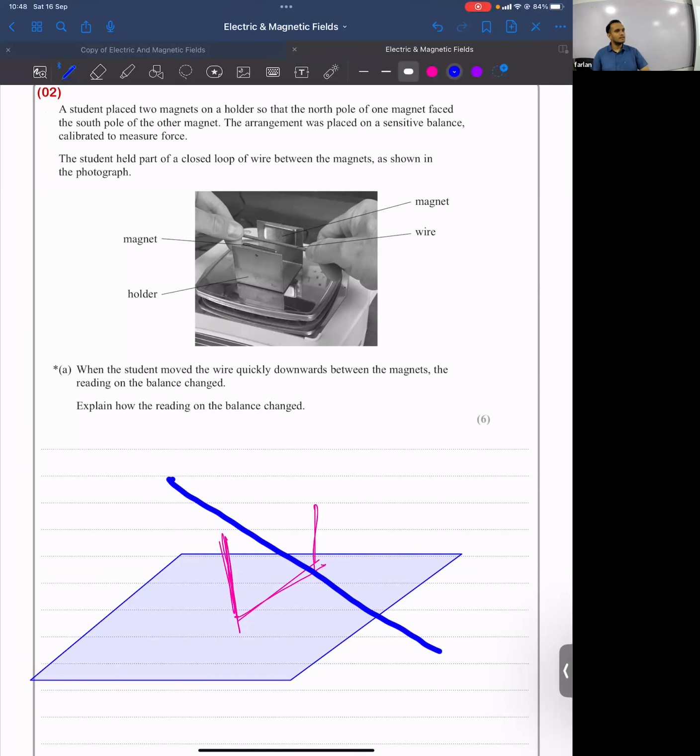After that, there will be a magnetic field around the wire. Okay, fine. Okay, then what will happen?